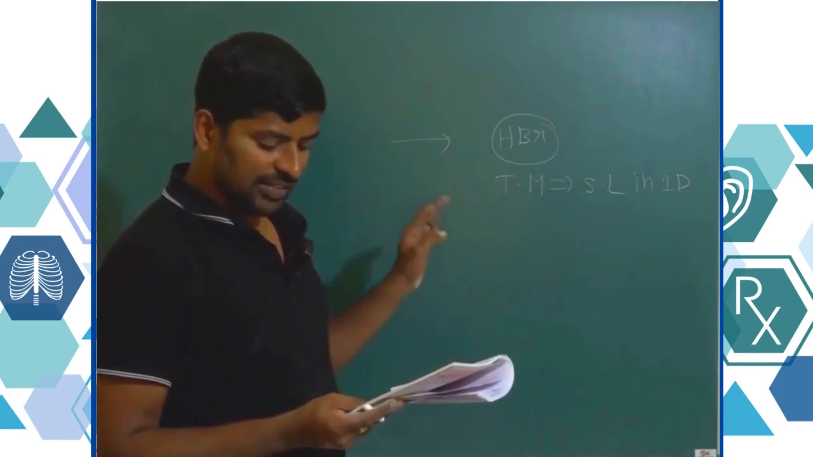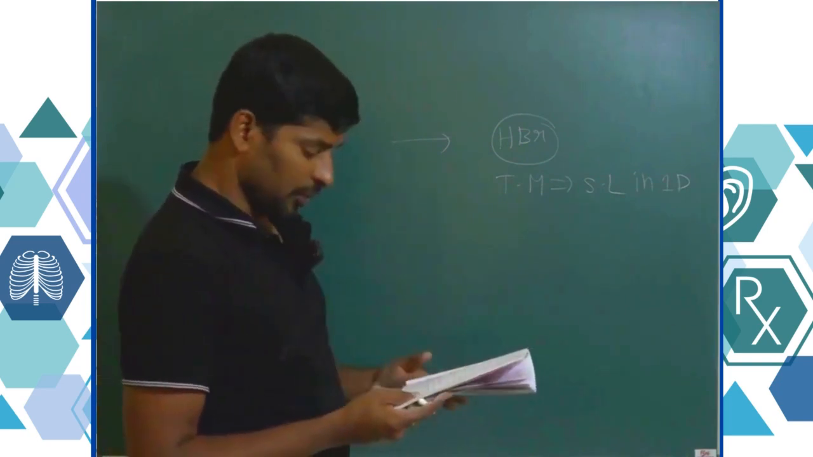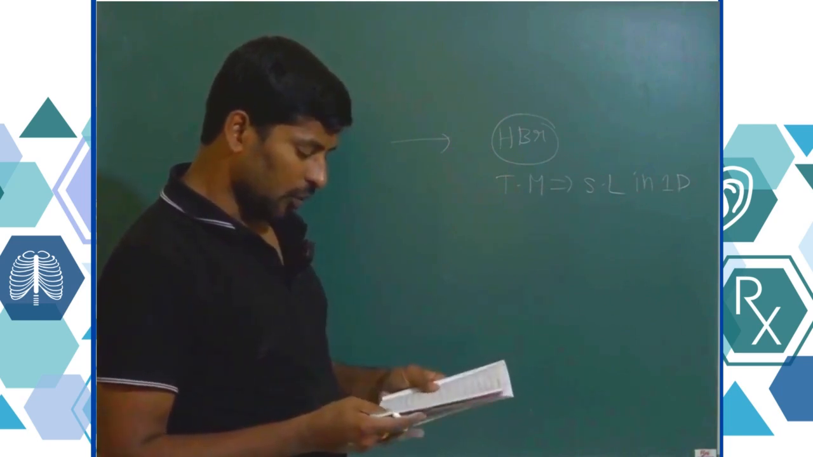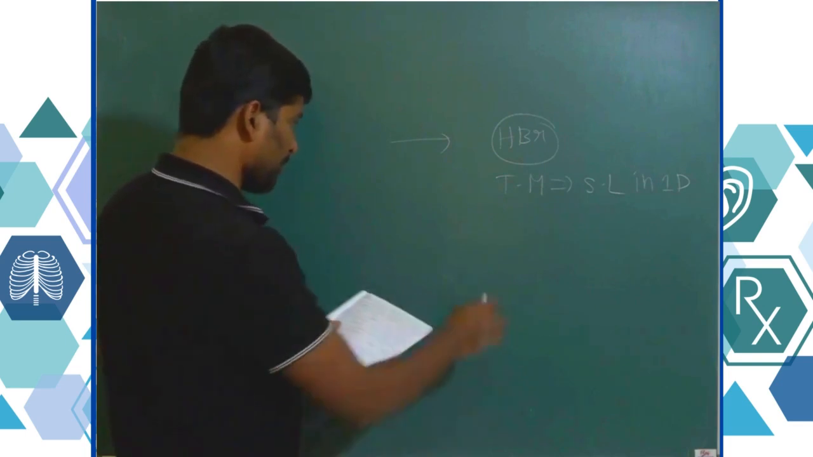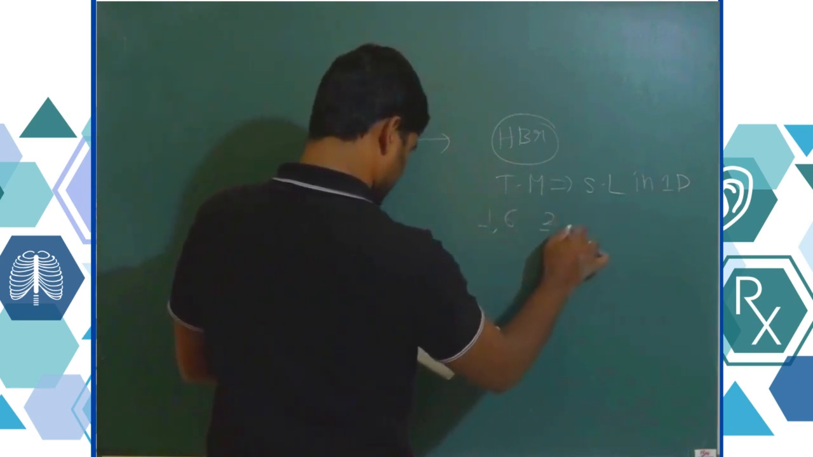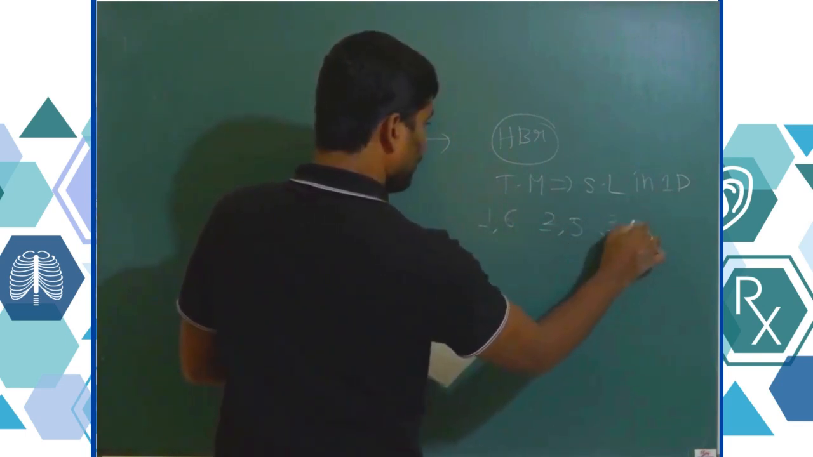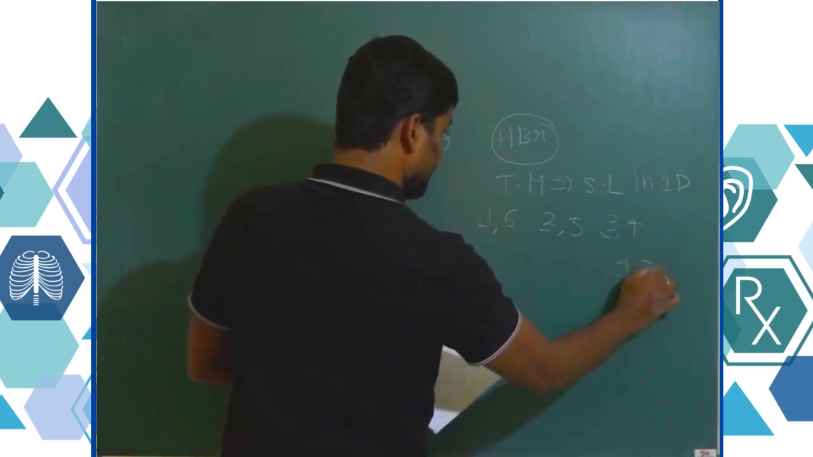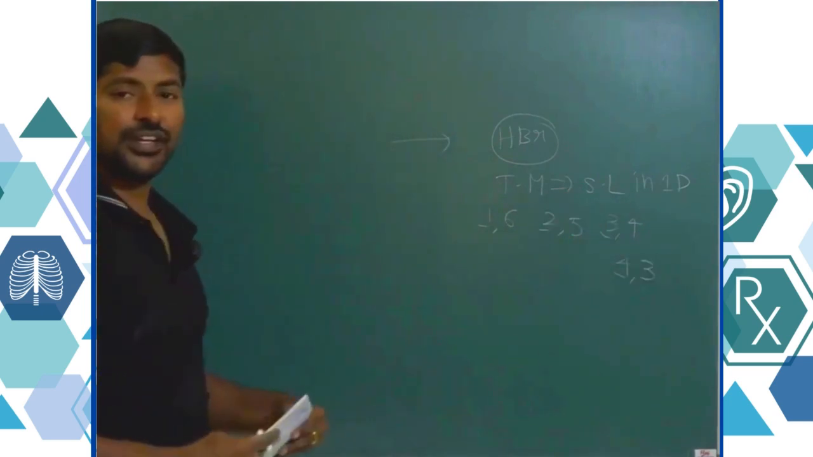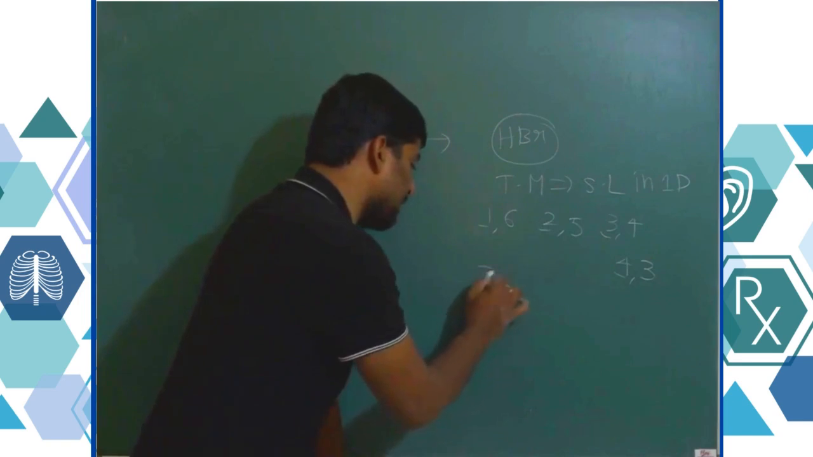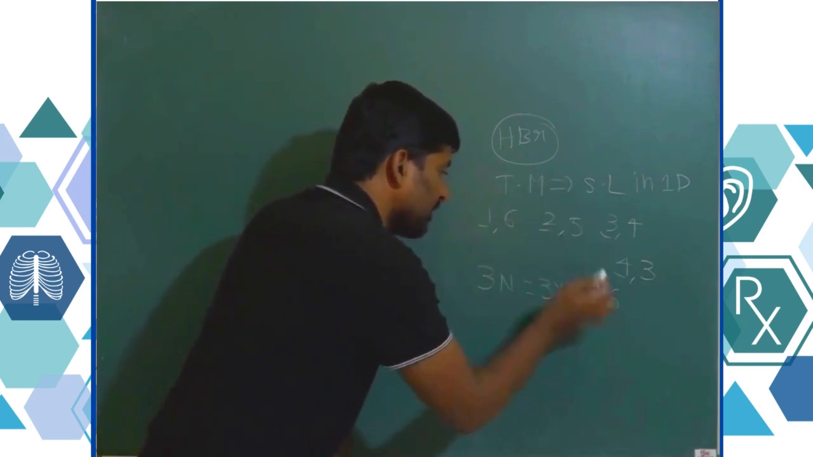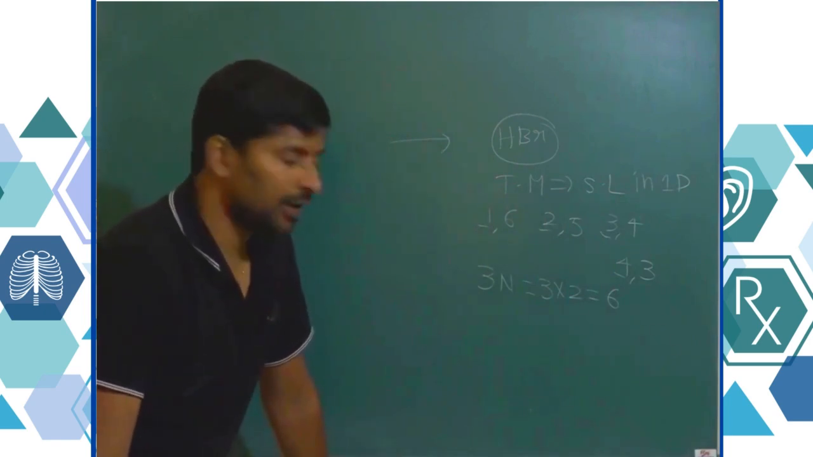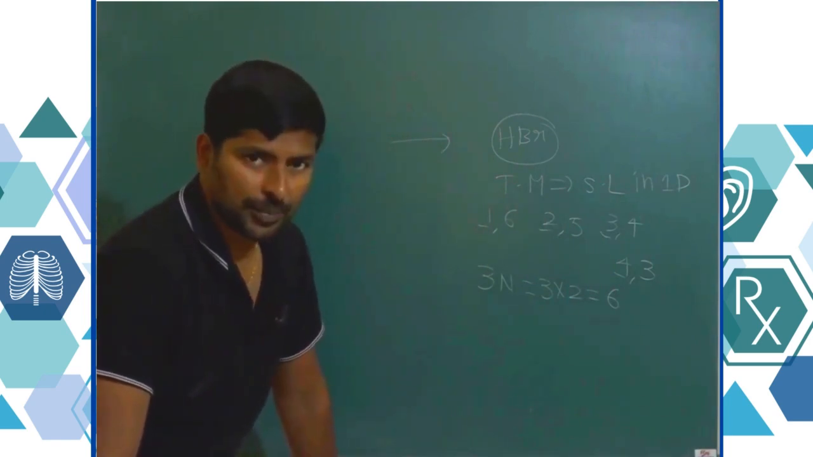But there are no constraints on rotational and vibrational motion. Options given: 6, 5, 4, 3. The number of degrees of freedom possible is 3n, so with the number of atoms 2, that is 3 into 2, 6. 6 degrees of freedom are possible.